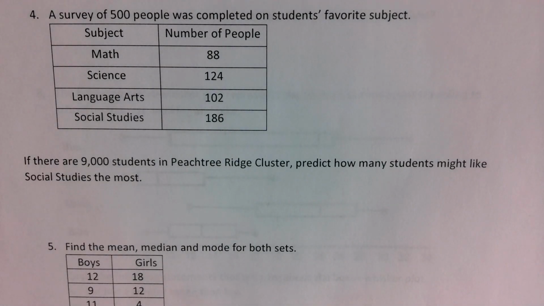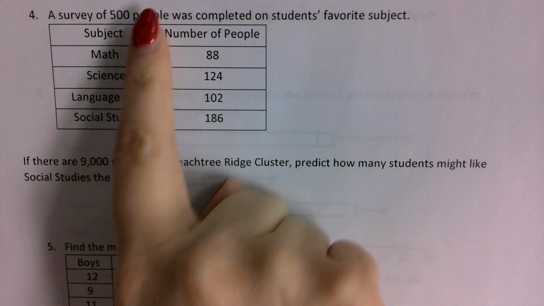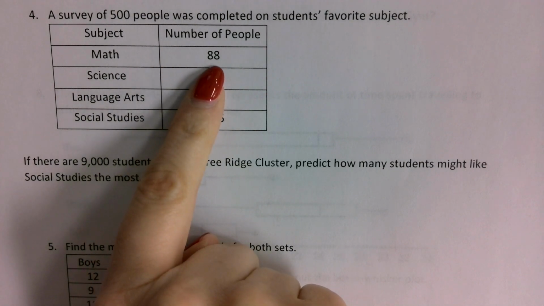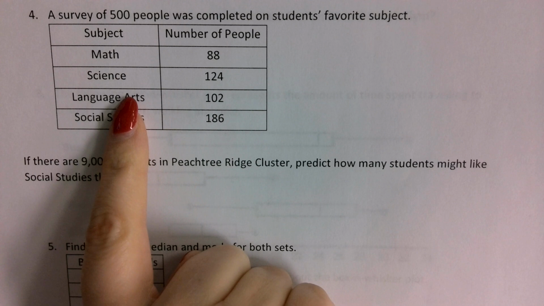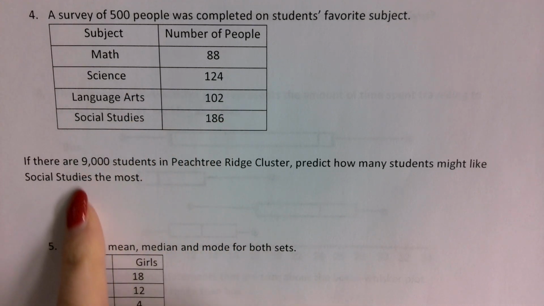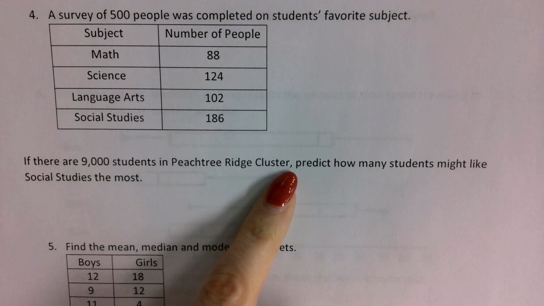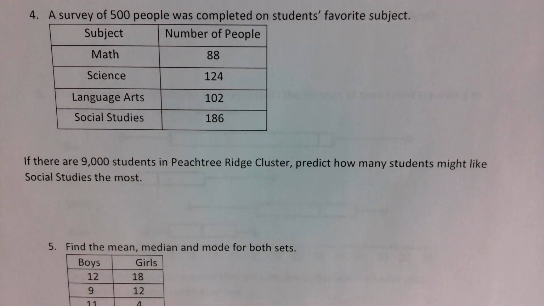Okay, who can raise their hand and tell me what they got? If we've got 500 people surveyed, we have 88 students that preferred math, 120 that preferred science, 102 that preferred language arts, and 186 that preferred social studies. If we've got 9,000 students in the Peachtree Ridge cluster, then how many would you predict prefer social studies? Who wants to share out what they got?